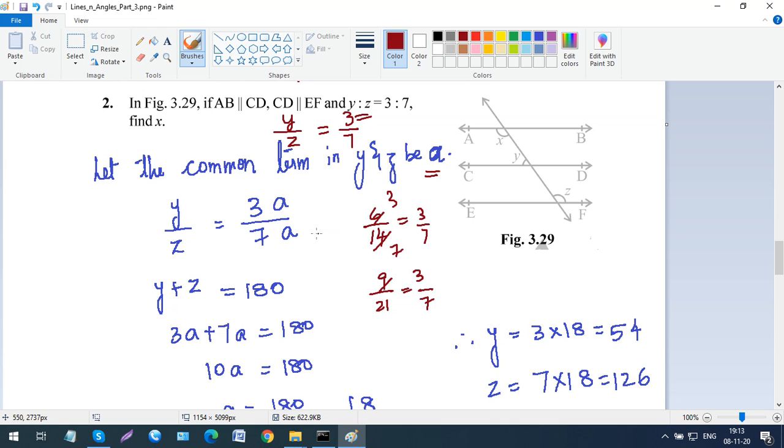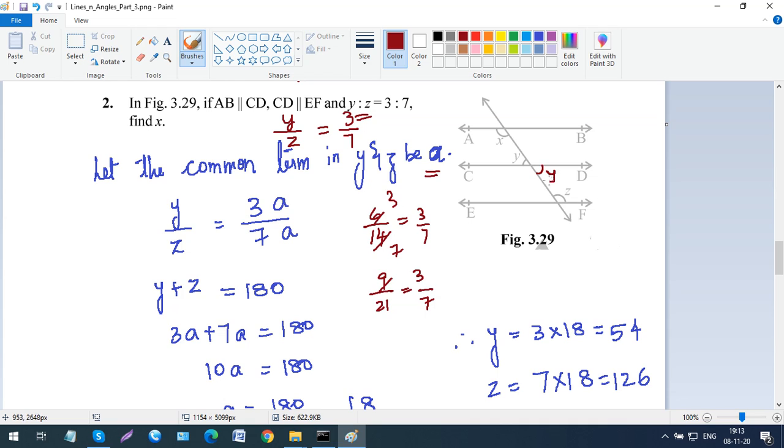We don't know what that common term is. So first we will try to find that common term. For that, we just assume the common term to be a. So it has to be 3 into a and 7 into a. Now we know that this y will be equal to this y, right?